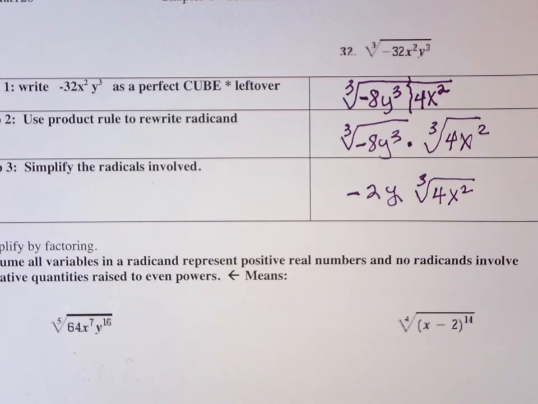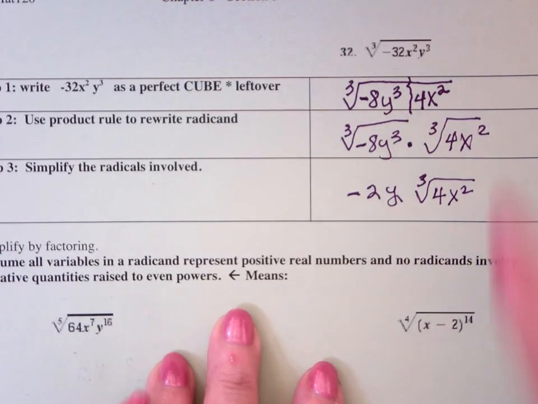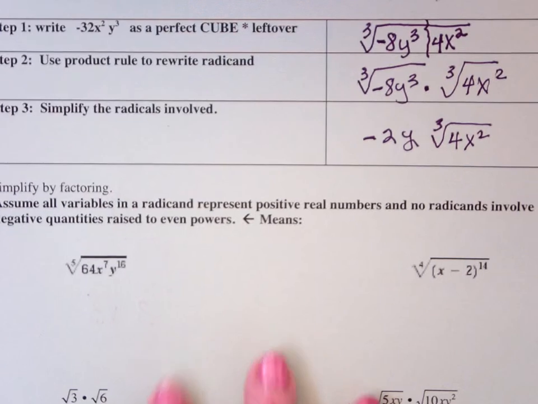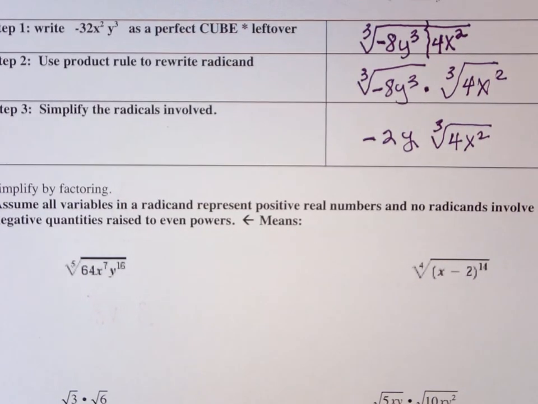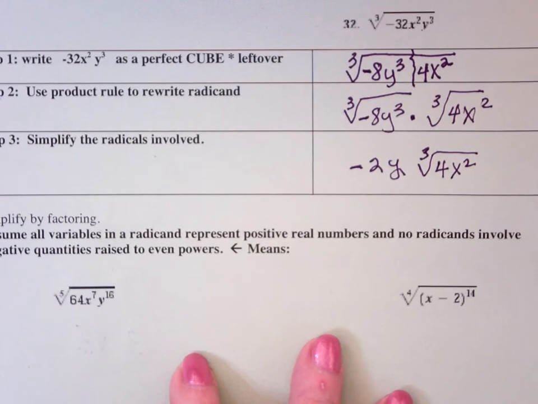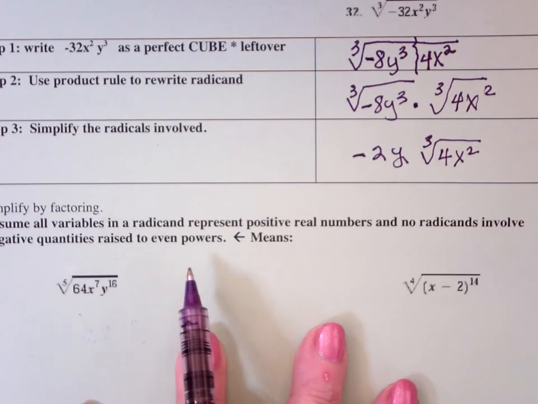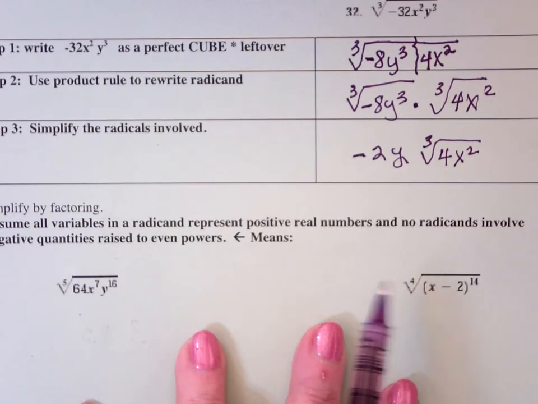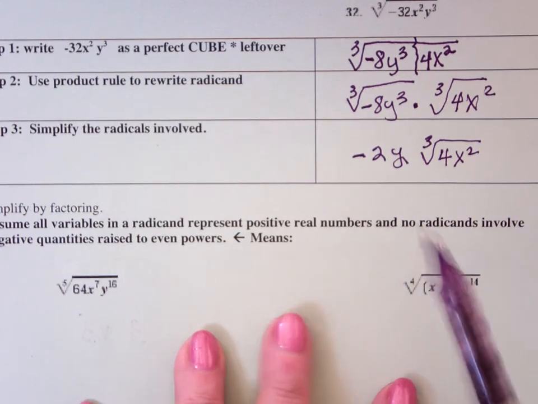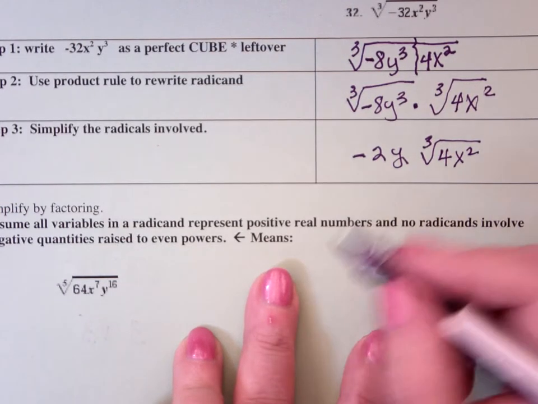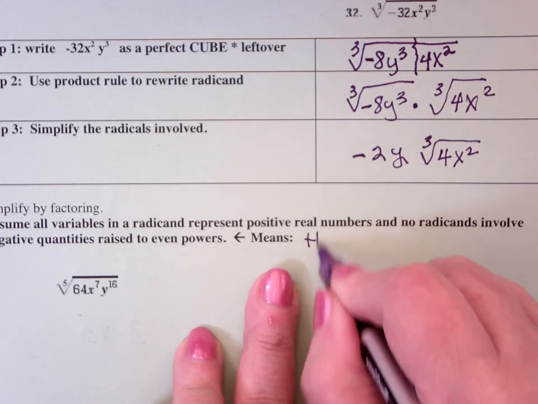Okay, so we no longer have the little chart here that tells you how to do it as we move down to multiple roots of different kinds. It says, assume all variables in a radicand represent positive real numbers and no radicands involve negative quantities raised to even powers. Now, what does that mean? What that means is that there is an answer.